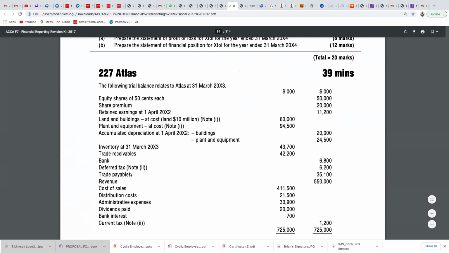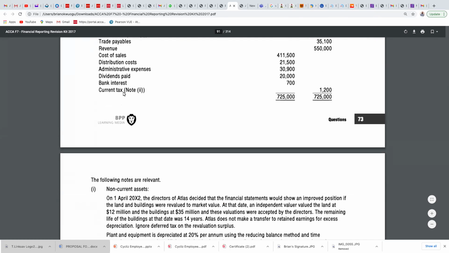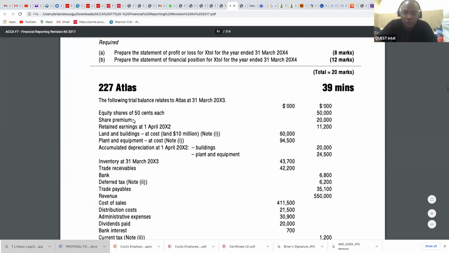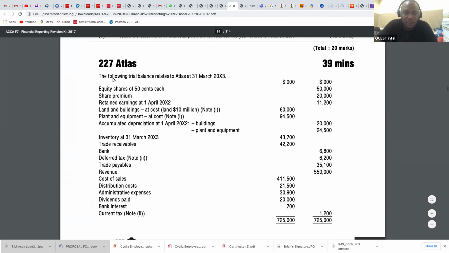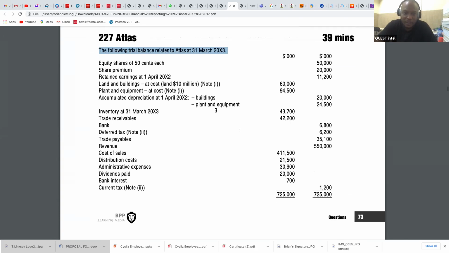Should I read the additional information, the notes? Yes. Okay, before we do that, let's just try and perceive what is happening. The following trial balance relates to Atlas as at 31st March 2013. They've given us a trial balance, the final thing that we'll now use to publish the account.